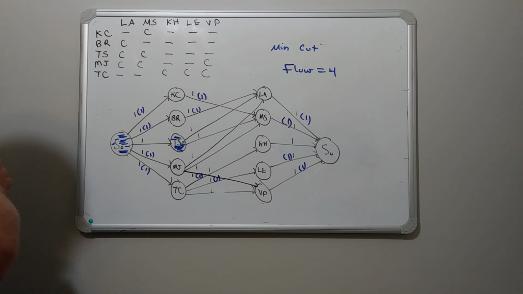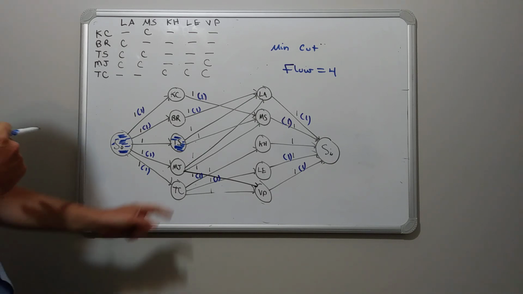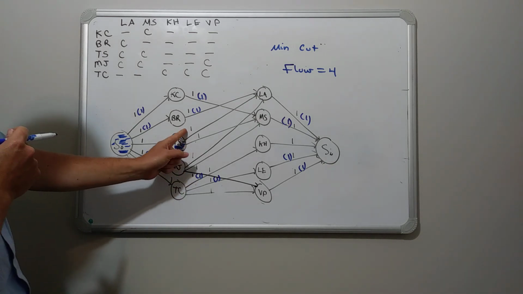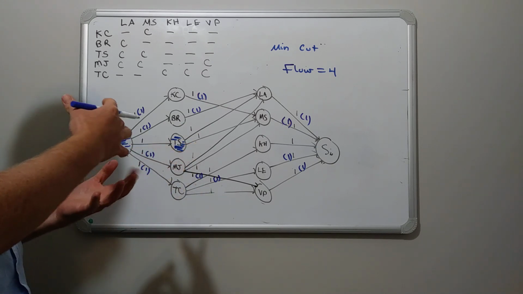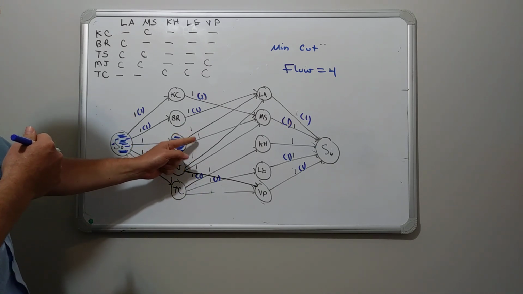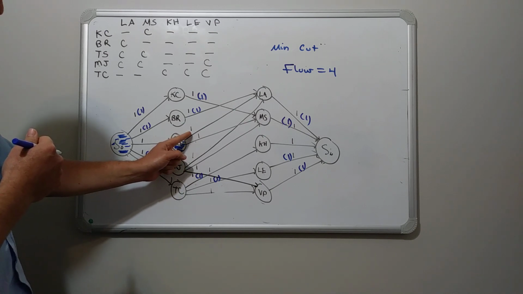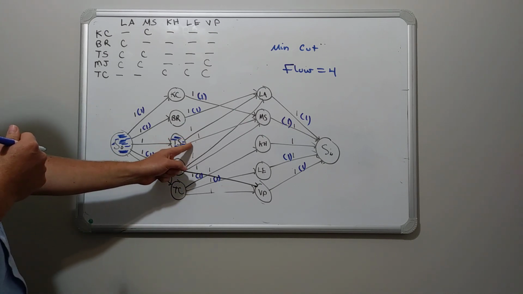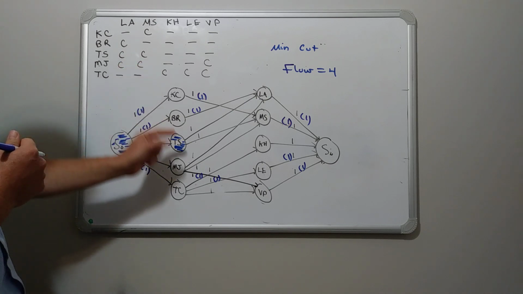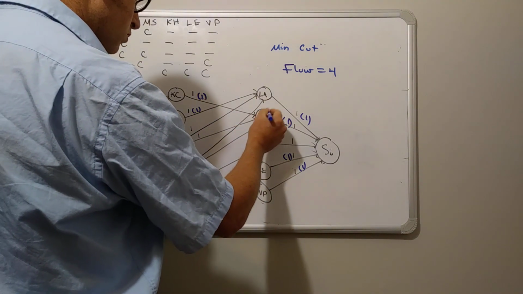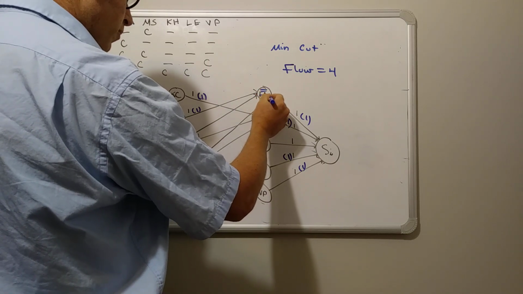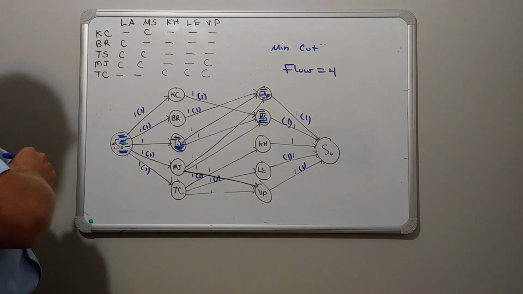Okay, from TS, where can we reach? Well, these pipes, think of them as pipelines, and we're flowing oil through them. These pipelines are free. We can flow through here or here. So TS goes to LA and MS. So that means MS is reachable and LA is reachable.